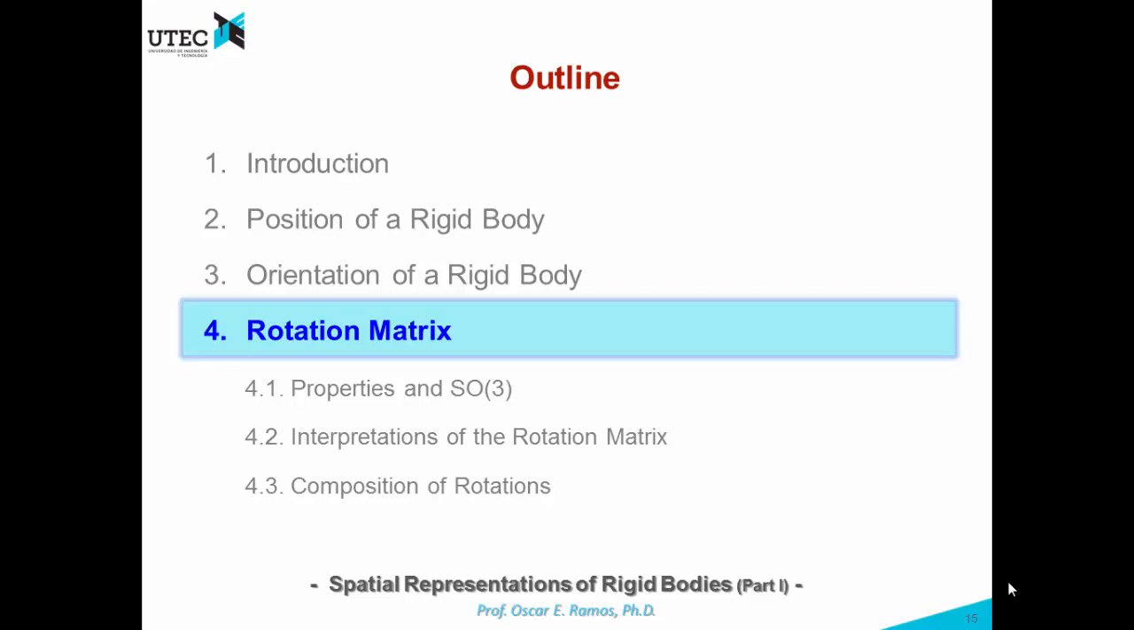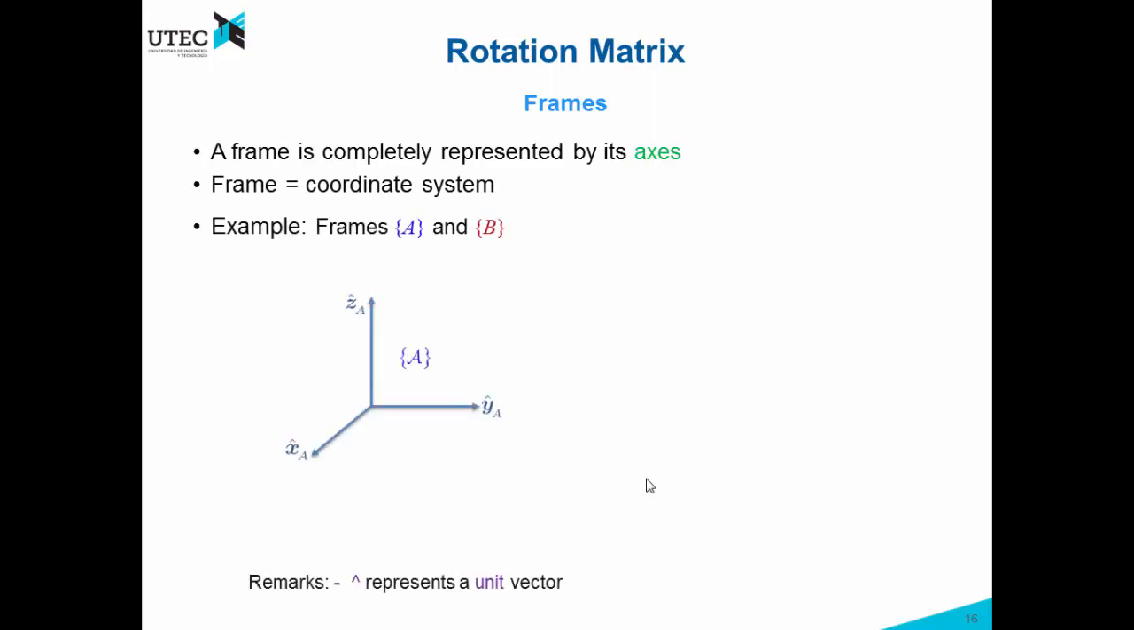Now we will start with rotation matrices. Let's start by looking at frames. A frame is completely represented by its axis. It is the same to say frame or to say coordinate system. Here we have an example.